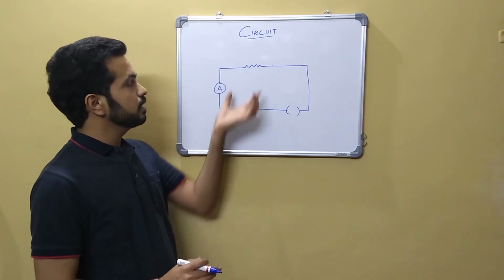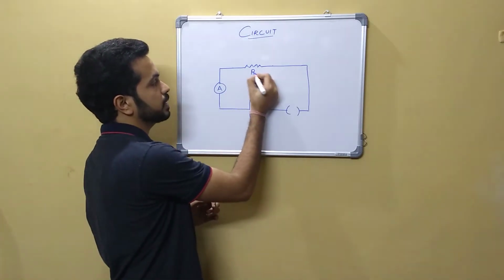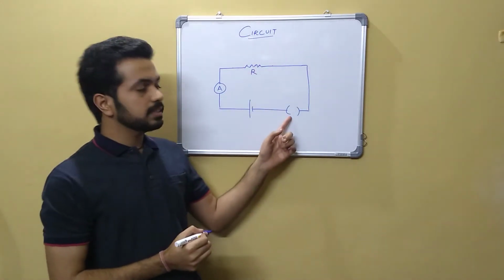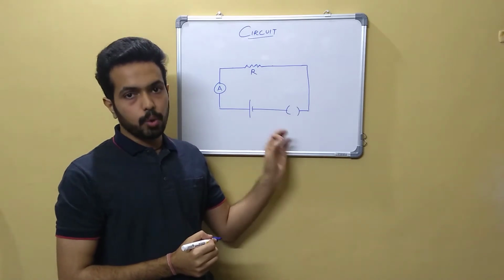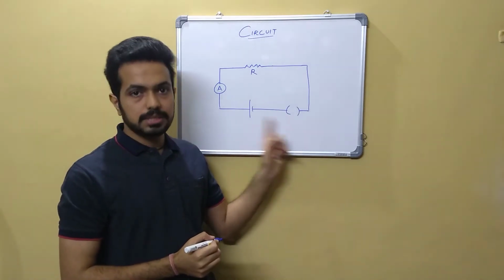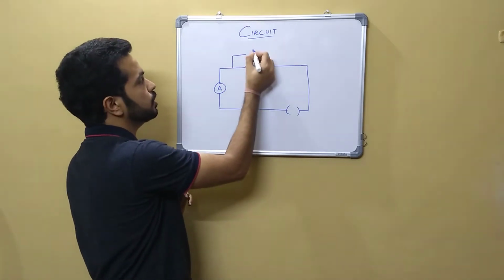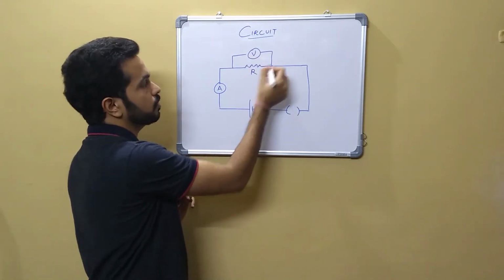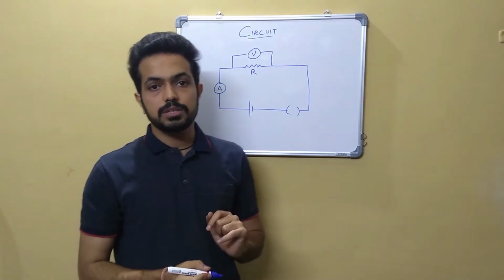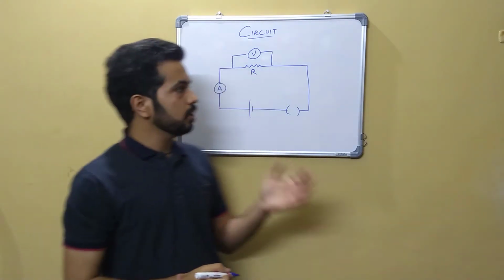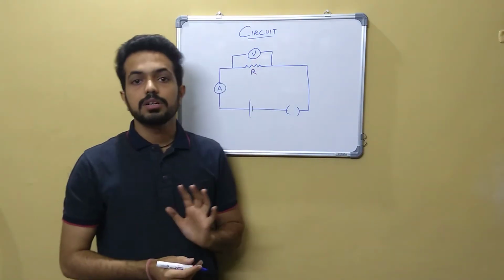Over here you see a resistor R is connected in this circuit. This is a plug key which is open. Remember, open plug key means there is no current flowing in the circuit right now. And we will connect a voltmeter over here. A voltmeter, which is a device to measure potential difference, is always connected in parallel to the resistor.